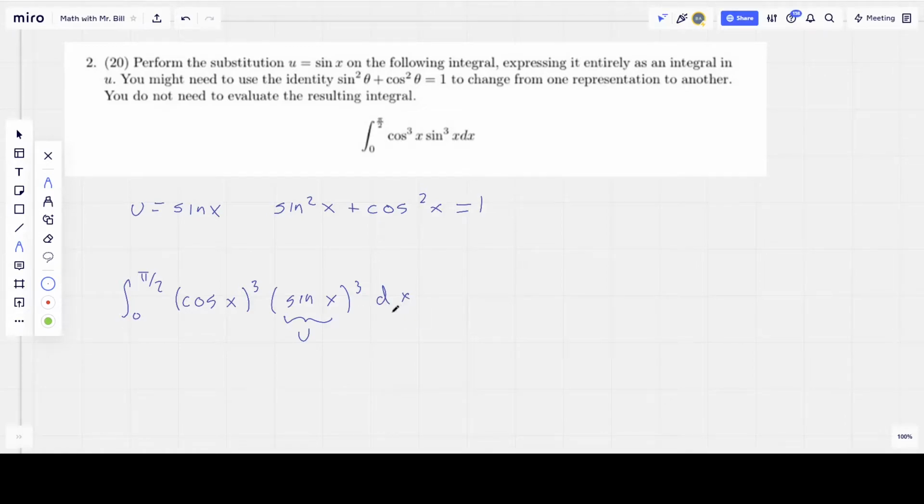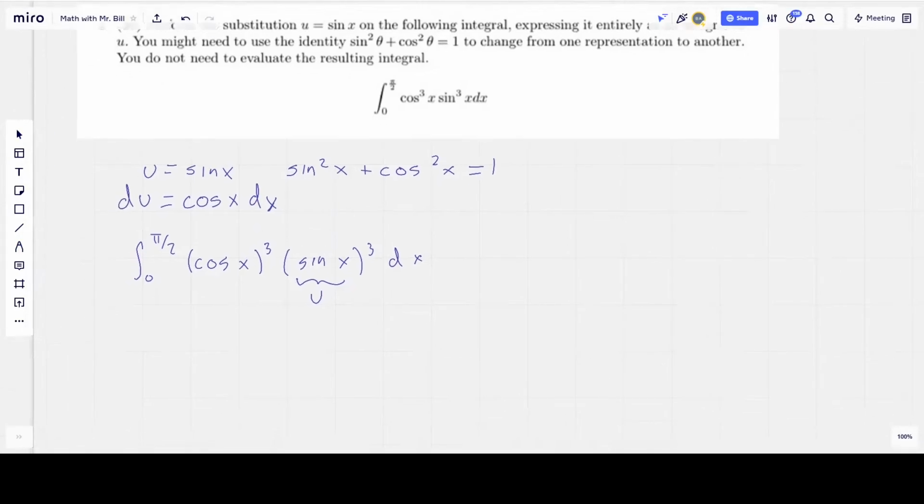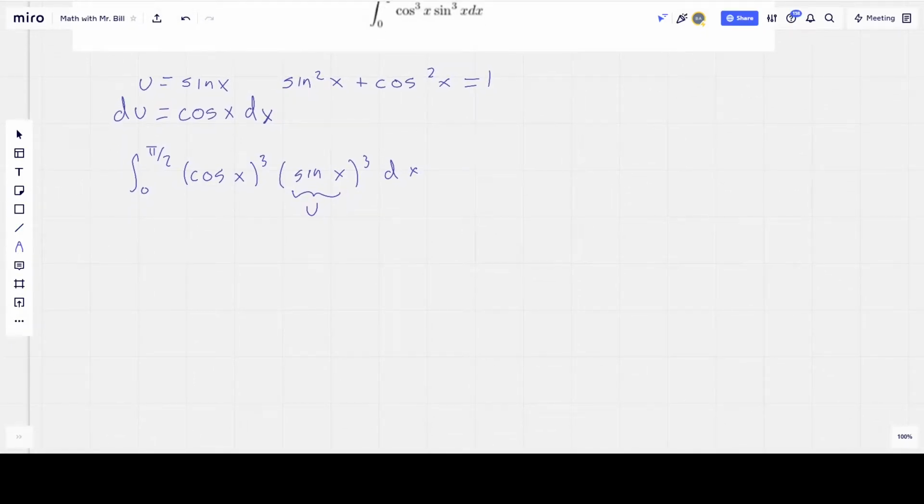We get the dx from differentiating our u, and I'm going to assume that you've seen this before. So you take the derivative of u equals sine of x, and you get du is equal to the derivative of sine, which is cosine of x, times dx. And that's where our dx is going to come from. So let's go ahead and do that substitution first, and then we'll see what we've got left over.